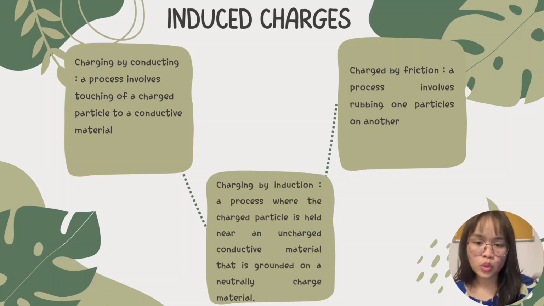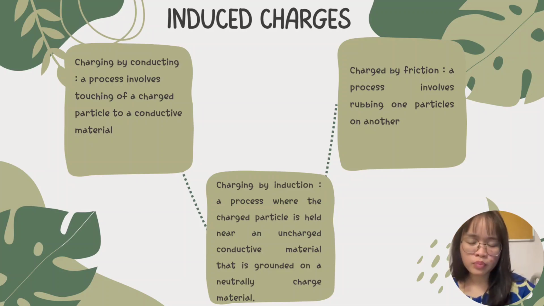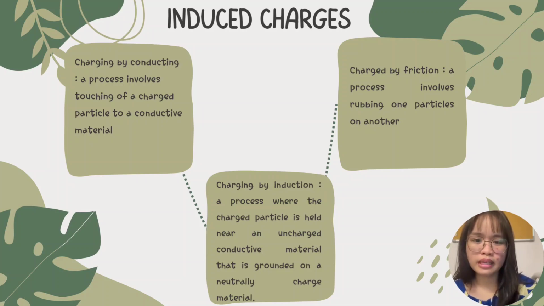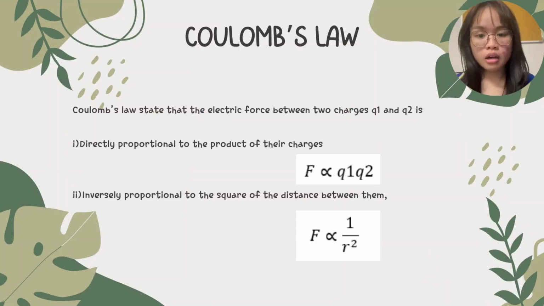For example, when we rub a balloon on our hair, the balloon will become negatively charged. This is due to the transfer of electrons from our hair to the balloon, and the balloon becomes negative while our hair becomes positively charged. Coulomb's law states that the electric force between charges Q1 and Q2 is directly proportional to the product of their charges and inversely proportional to the square of the distance between them.